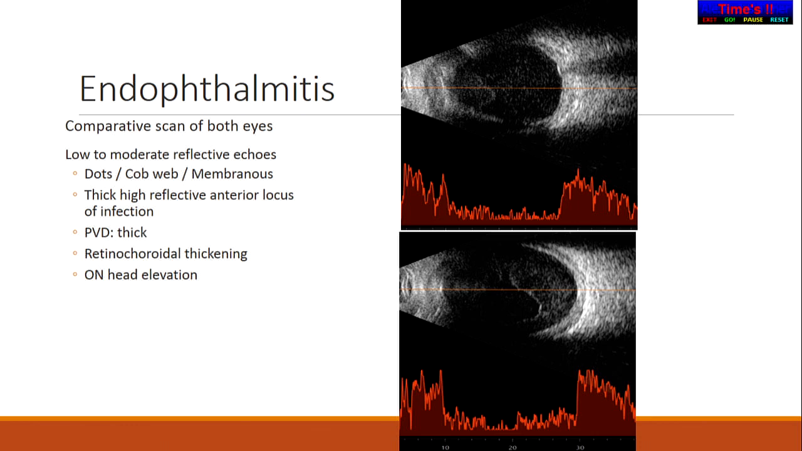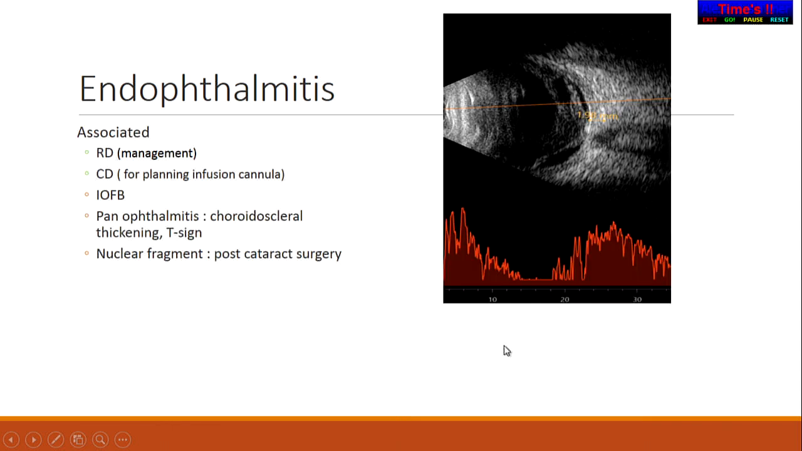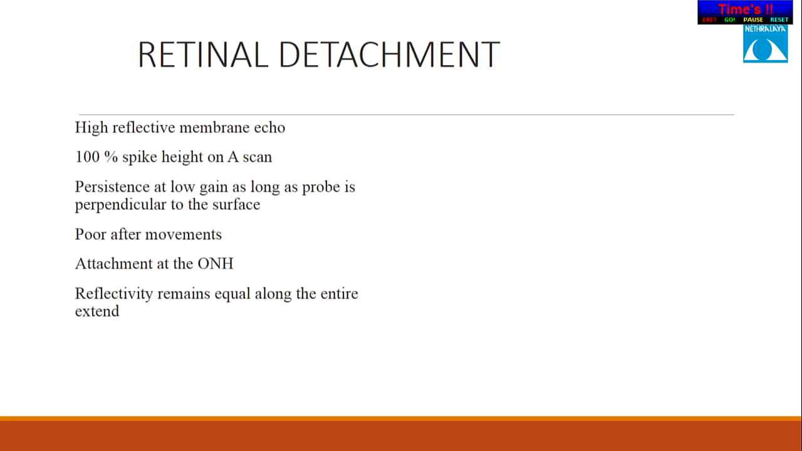And sometimes this asteroid hyalosis is associated with subhyaloid heme, which will show low to moderate reflective echoes. Another differential diagnosis is endophthalmitis. There is a comparison between the normal eye and an endophthalmitic eye. There is a membranous lesion and moderate reflective echoes, and there is thickening of the retina, choroid and sclera, and it may be associated with other signs of retinal detachment and choroidal detachment. Sometimes there can be an intraocular foreign body or dropped lens material.